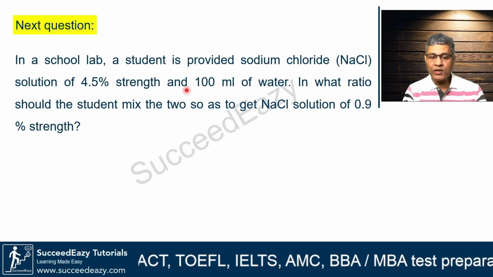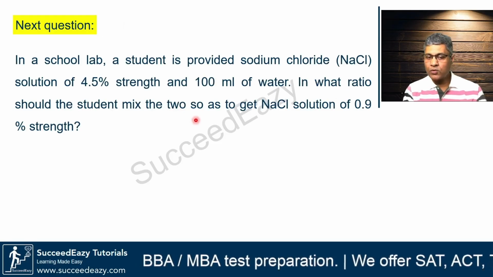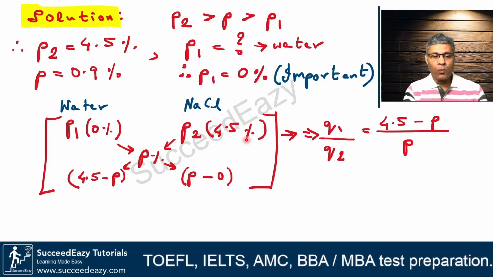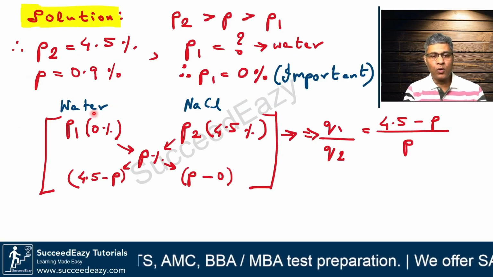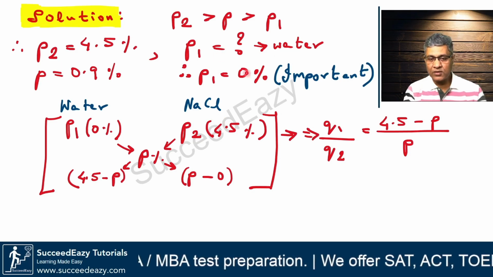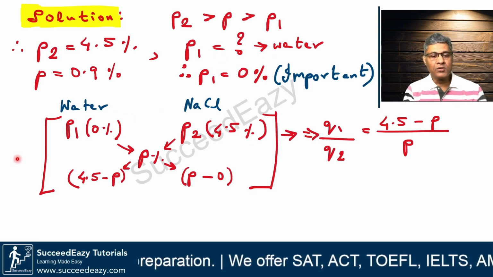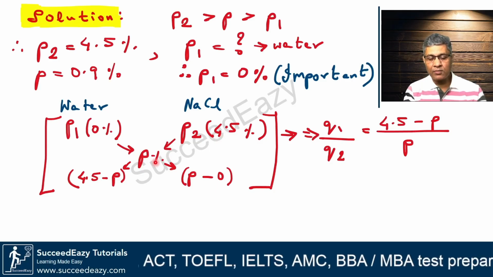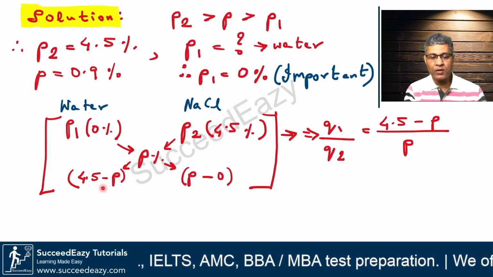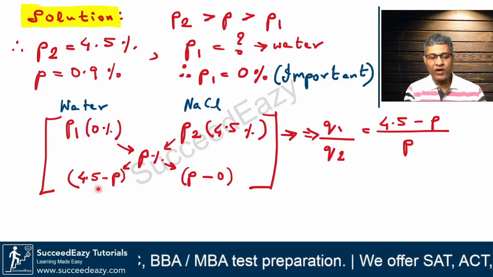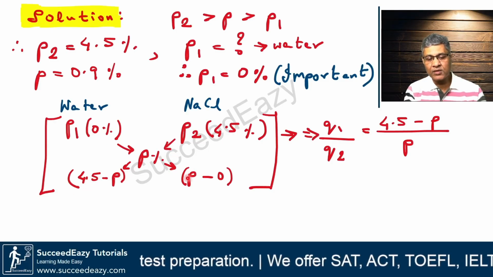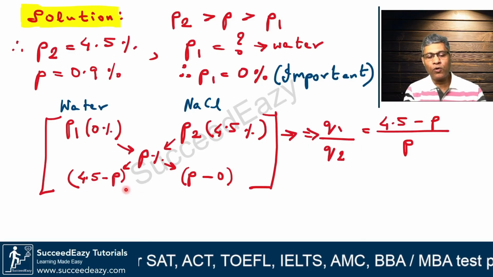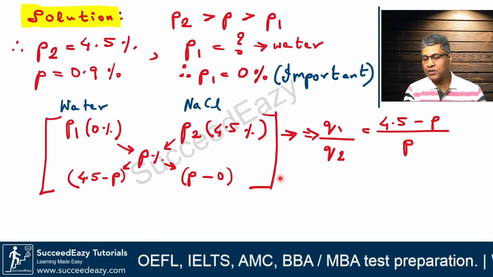Now what we need to find is in what ratio the solutions should be mixed so as to get a mean concentration of 0.9%, right? Water on one side, NaCl on the other side. Water I took as P1 because this was lower, 0%. So P1 and then P2, 0%, 4.5%. Mean P% comes in between. The difference of P2 and P is 4.5 minus P, and the difference of P1 and P is P minus 0, that is P. So Q1 upon Q2 will be equal to 4.5 minus P divided by P, since P minus 0 is P.